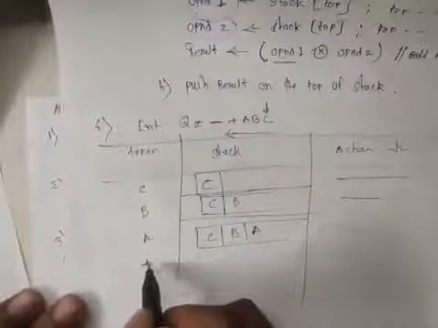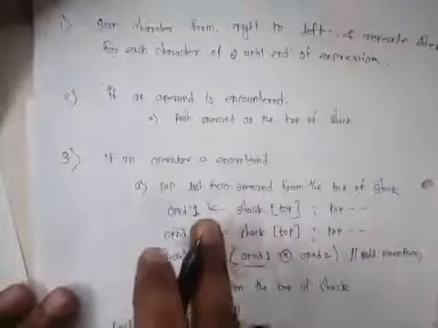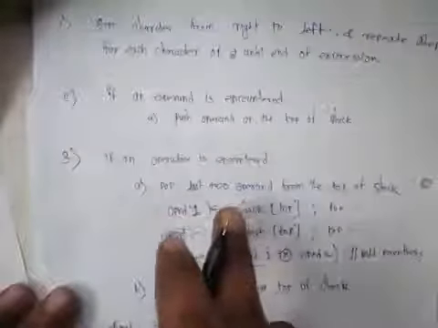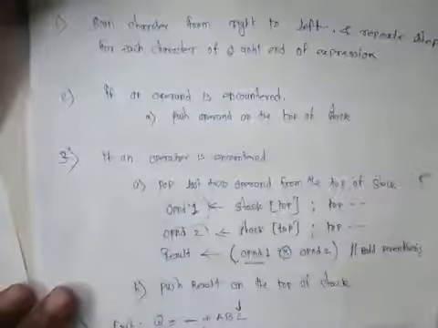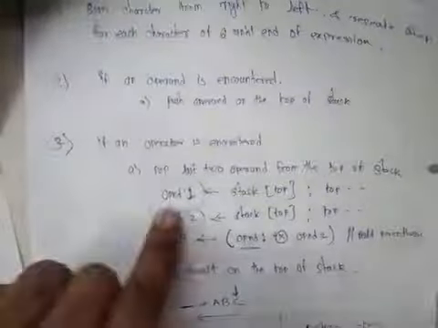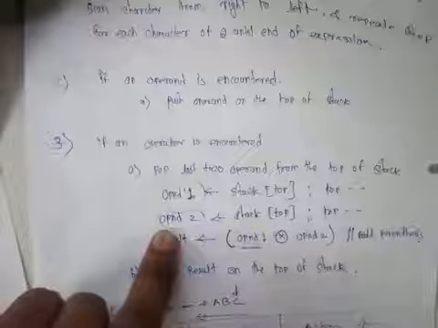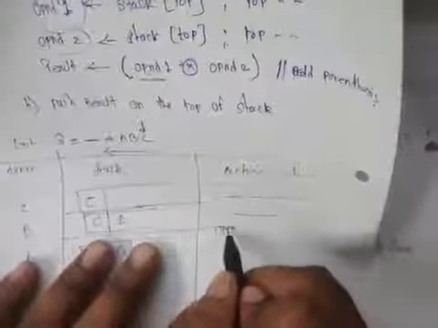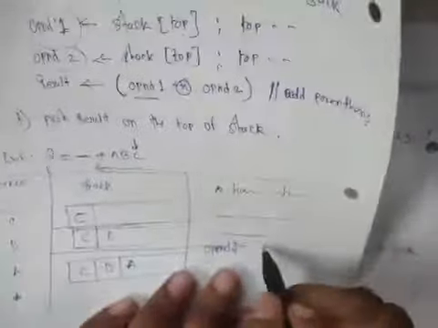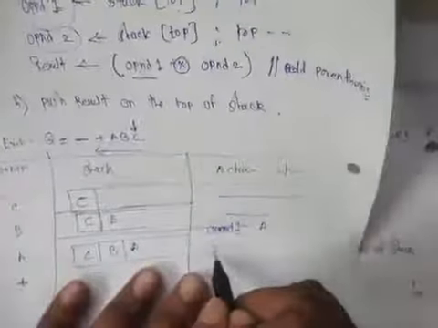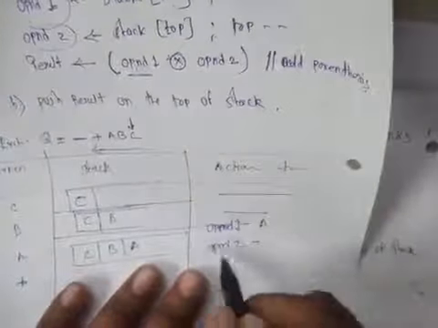Plus sign. So whenever an operator is encountered, what are we going to do? We are going to pop the last two operands, and collect the topmost operand in operand 1 and the second topmost operand in operand 2. Okay, so let's do it. In operand 1, what will we get? A. In operand 2, what will we get?